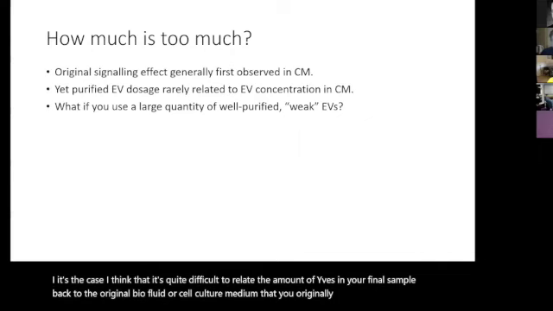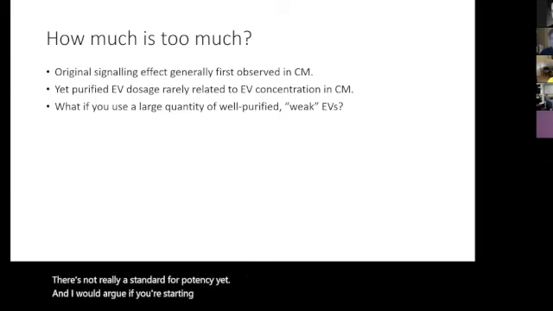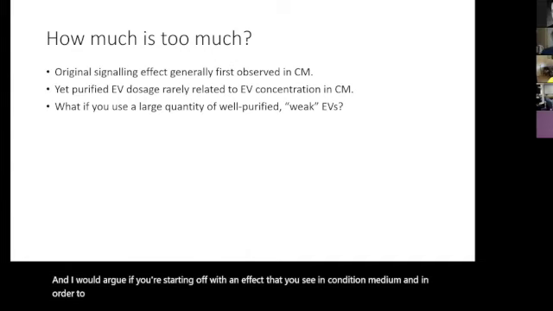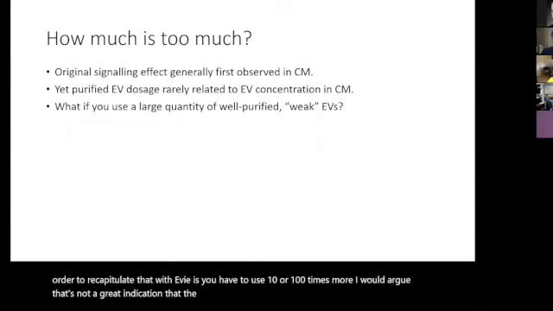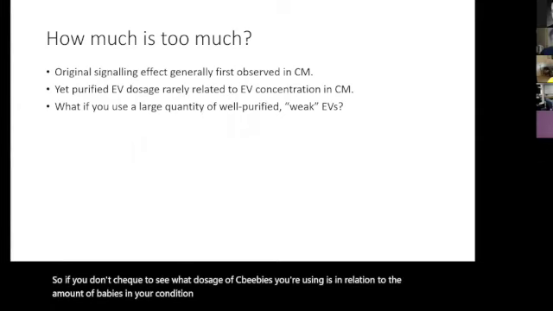And I think it matters because essentially there's no real standards for how much EVs is too much to use. There's not really a standard for potency yet. And I would argue, if you're starting off with an effect that you see in conditioned medium, and in order to recapitulate that with EVs, you have to use 10 or 100 times more, I would argue that's not a great indication that the EVs are responsible. It should be, in my view, a concentration similar to that at which they were originally present. So, if you don't check to see what the dosage of EVs you're using is in relation to the amount of EVs in your conditioned medium, you're not going to know whether or not you're using a vast excess of EVs or an amount that makes sense.